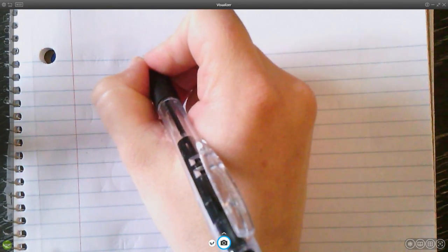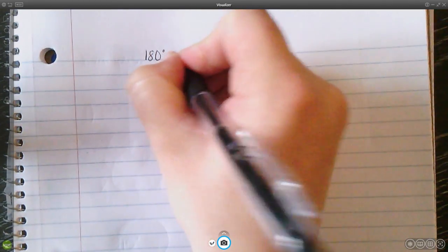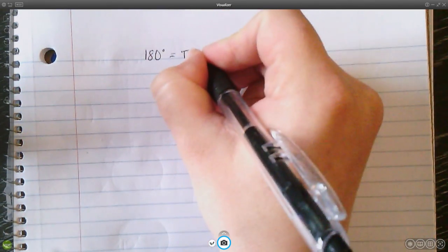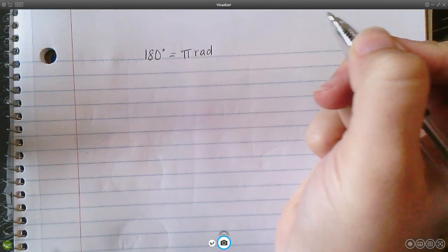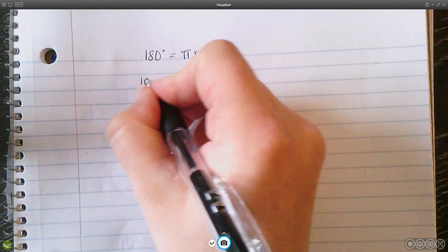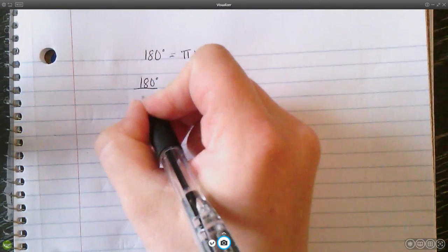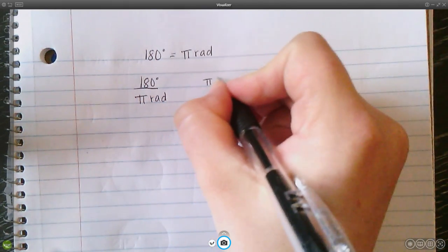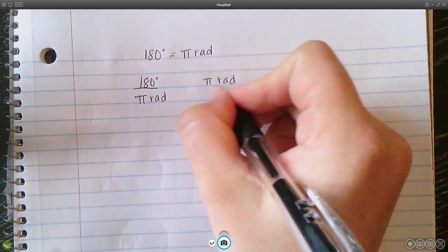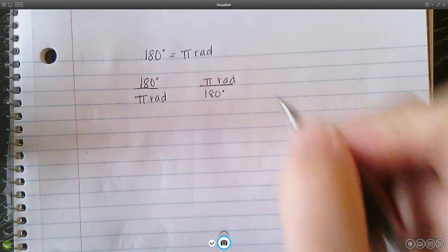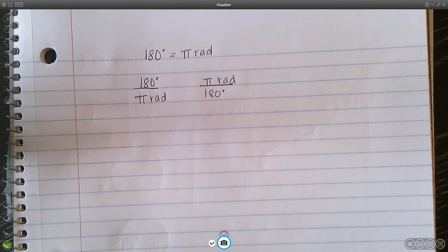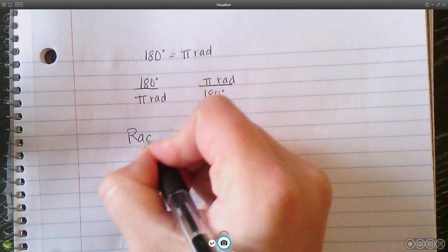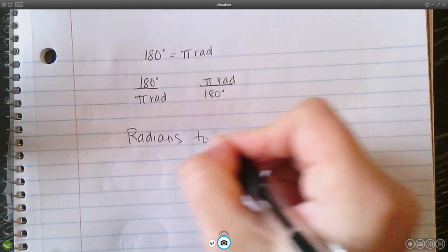Okay, so yesterday we learned that 180 degrees is the same as pi radians. So we were able to write two ratios, 180 degrees over pi radians, and pi radians over 180 degrees. And we looked at going from degrees to radians. Today we're going to go from radians to degrees.